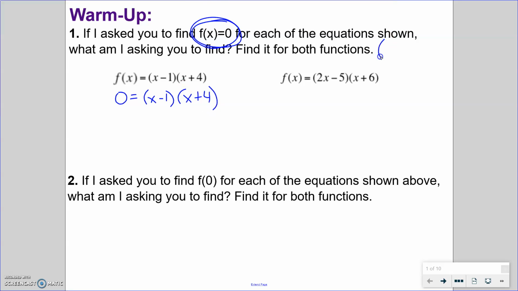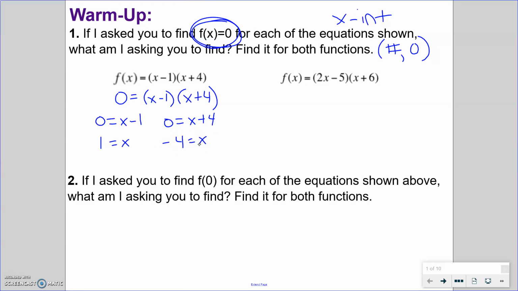Well, if I plug in 0 for y, I'm trying to figure out what x is equal to. So here's what that means. I'm trying to figure out what x is equal to when y is 0. That sounds like an x-intercept to me, okay? So in this case, if I plug in 0 for this first one, what I need to do is set both parentheses separately equal to 0, kind of like we talked about in chapter 8. Add 1 to both sides here and subtract 4 to both sides here.